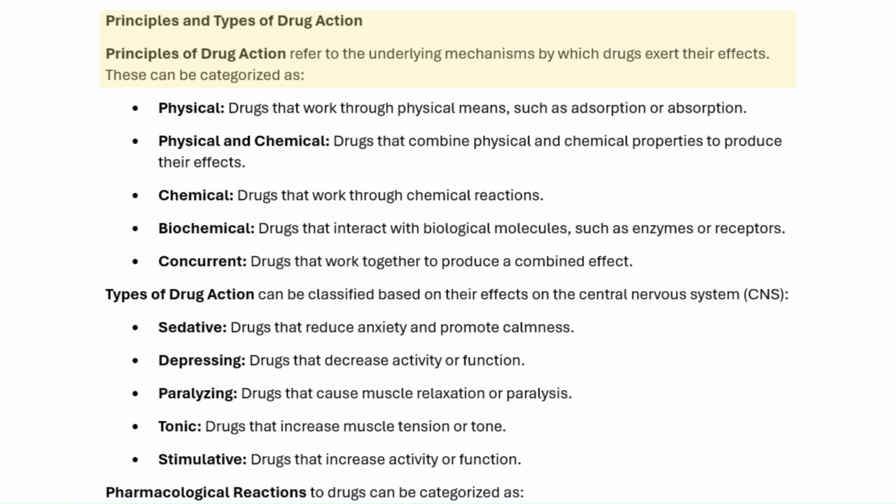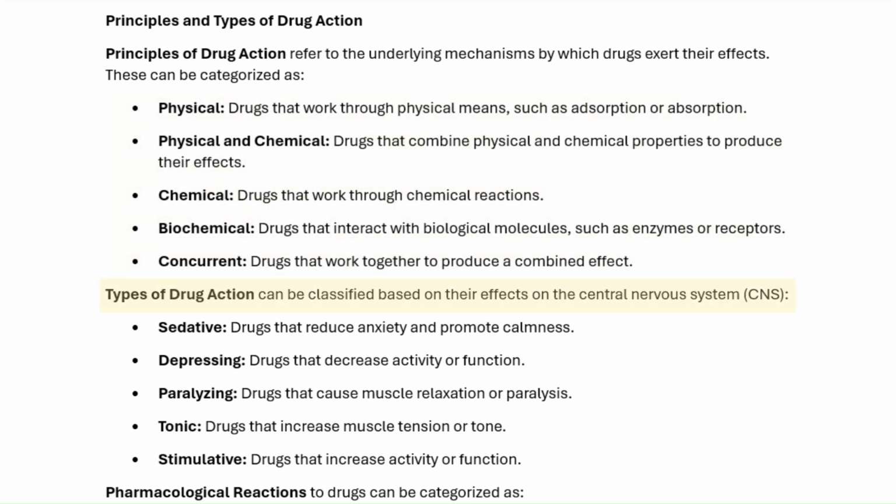Principles and types of drug action. Principles of drug action refer to the underlying mechanisms by which drugs exert their effects. These can be categorized as physical, drugs that work through physical means, such as adsorption or absorption. Physical and chemical, drugs that combine physical and chemical properties to produce their effects. Chemical, drugs that work through chemical reactions. Biochemical, drugs that interact with biological molecules, such as enzymes or receptors. Concurrent, drugs that work together to produce a combined effect.